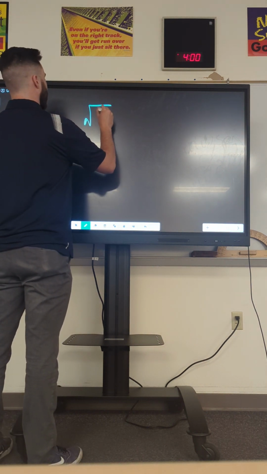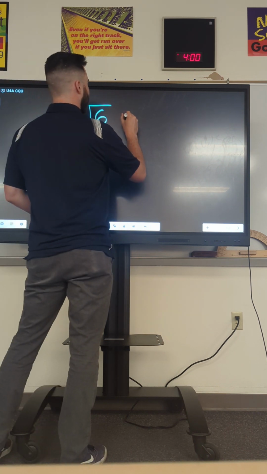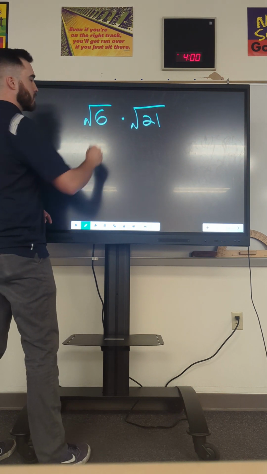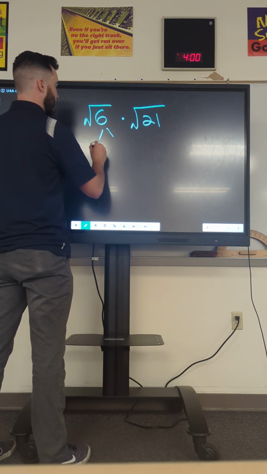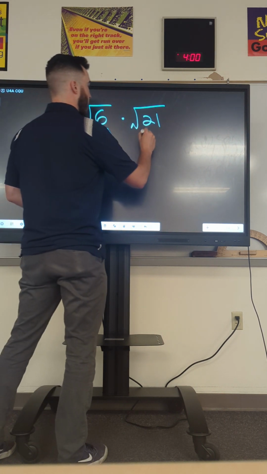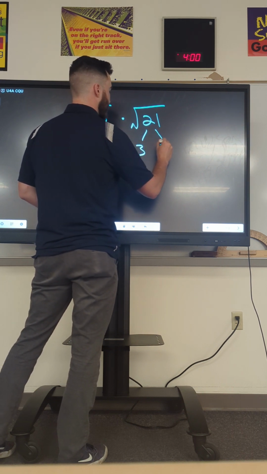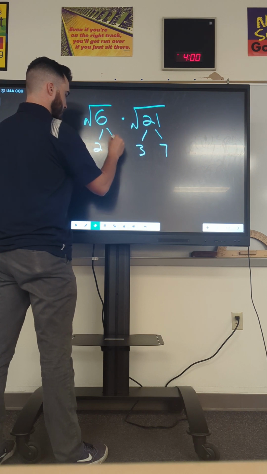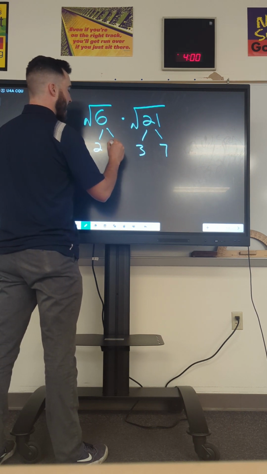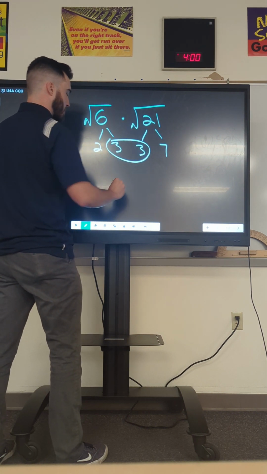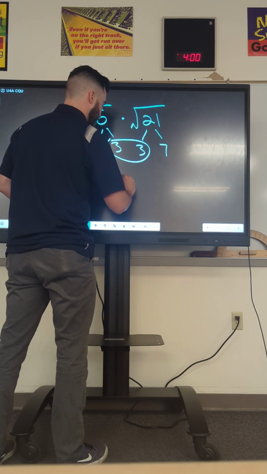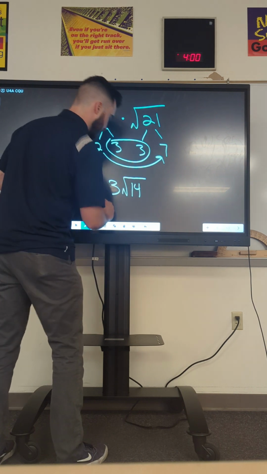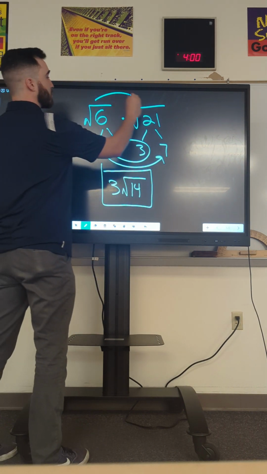We're going to use radical 6 times radical 21. Okay? So I know I can factor 6 into 2 times 3. And I know I can factor 21 into 3 times 7. Whoops, I don't know why I wrote a 6 here. I see I have a pair of 3s right here, so I'm going to put a 3 on the outside. 2 times 7 is 14.